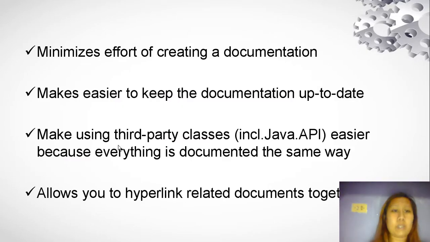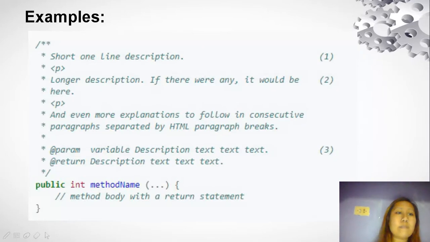Javadoc minimizes the effort of creating documentation, makes it easier to keep the documentation up to date, makes using third-party classes easier because everything is documented the same way, and allows you to hyperlink related documents together. So, for example, embedded in this one, we have a short one-line description. A longer description, if there is any, would be here.